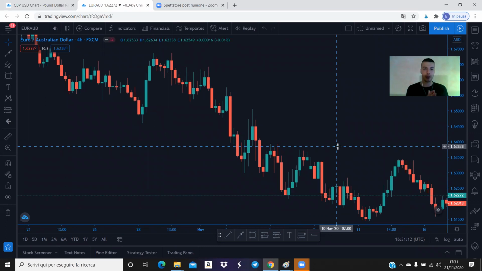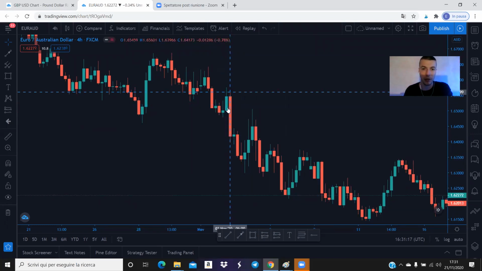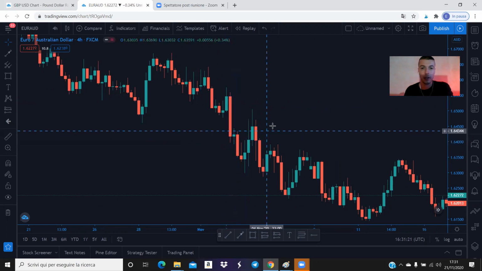So the previous candle is the basing candle. And in this case, it is this one. This green candle is the basing candle for the big drop.